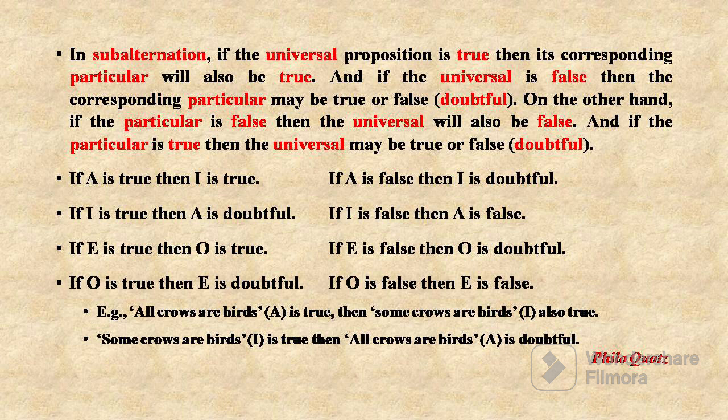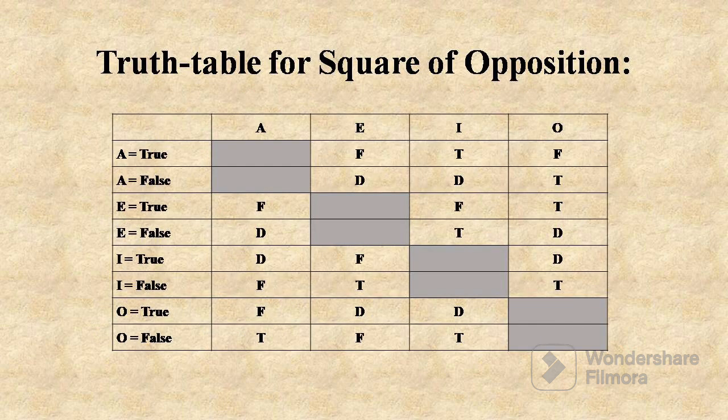If E is true, then O is true. If E is false, then O is doubtful. If O is true, then E is doubtful. If O is false, then E is false. For example, all crows are birds. That is an A proposition. So if that proposition is true, then some crows are birds, its subaltern, is also true. Some crows are birds. That is an I proposition. If it is true, then all crows are birds is doubtful.